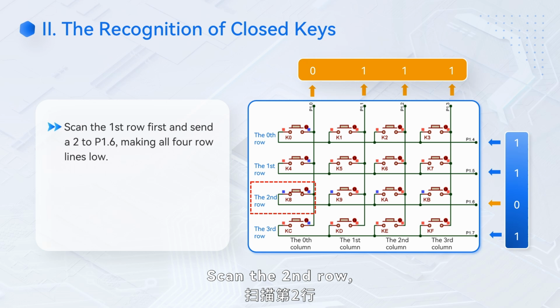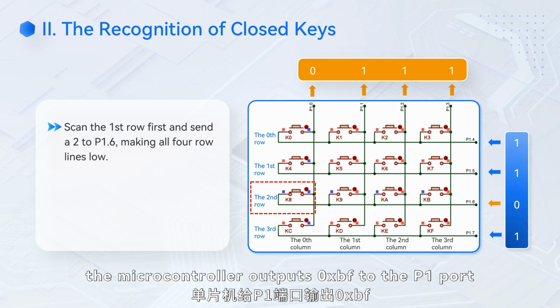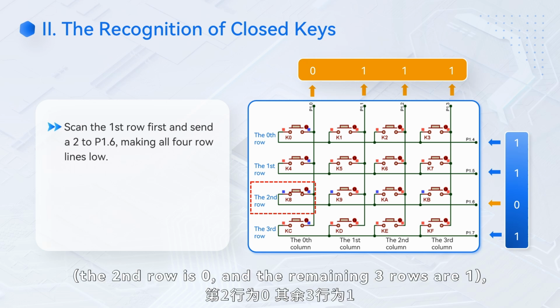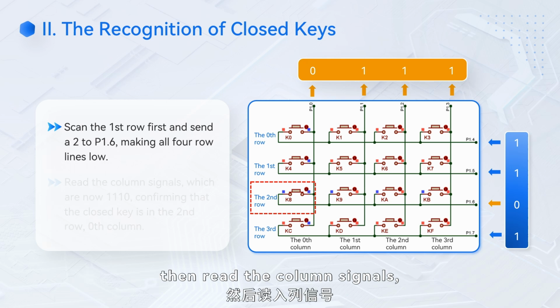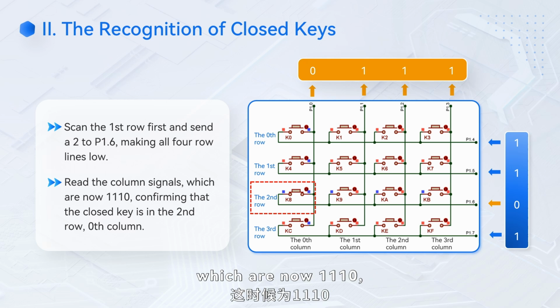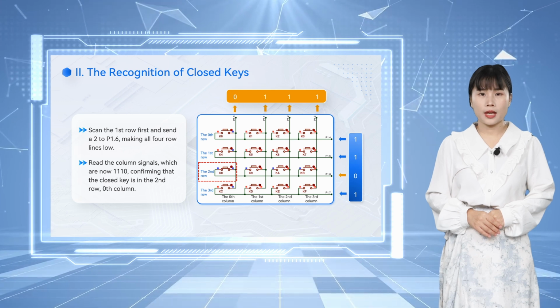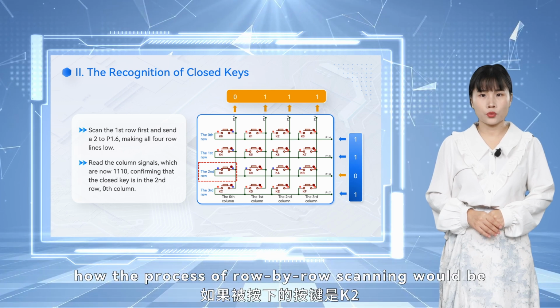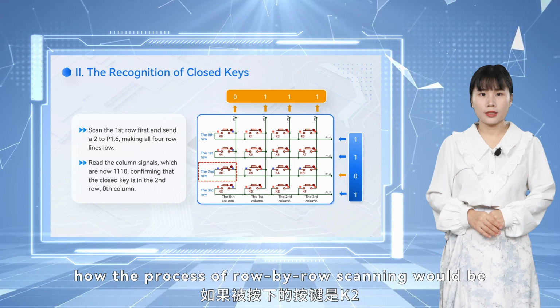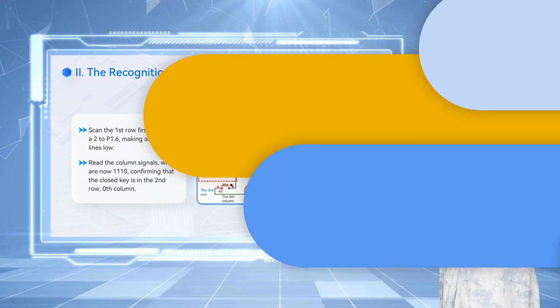Scan the second row. The microcontroller outputs 0xBF to the P1 port, the second row is 0, and the remaining 3 rows are 1, then read the column signals, which are now 1110, confirming that the closed key is in the second row, 0th column. This is the working principle of row-by-row scanning. Try to analyze by yourself how the process of row-by-row scanning would be if the pressed key is K2.